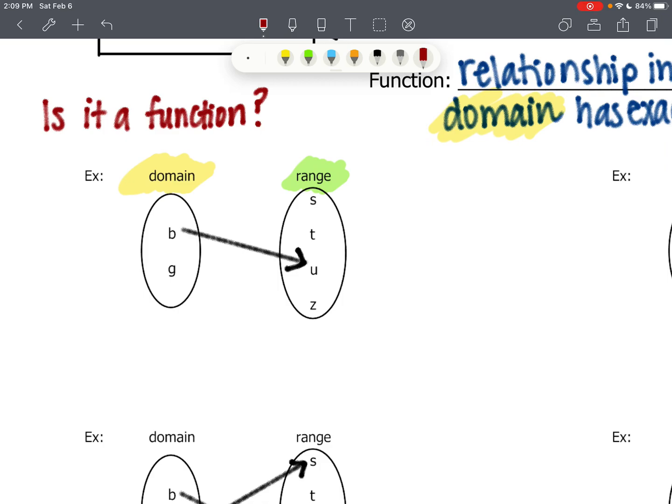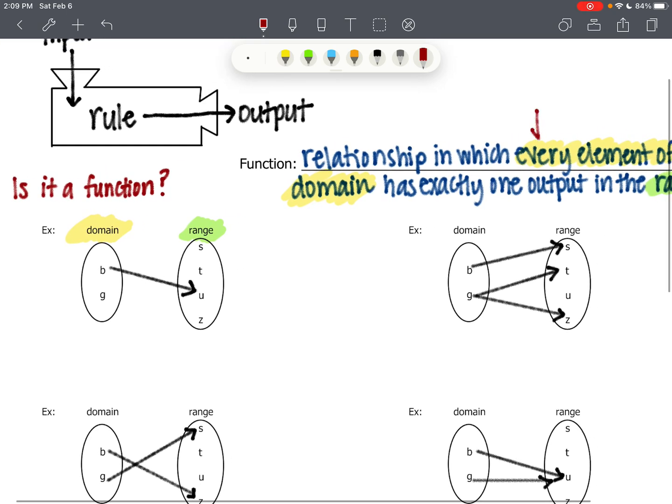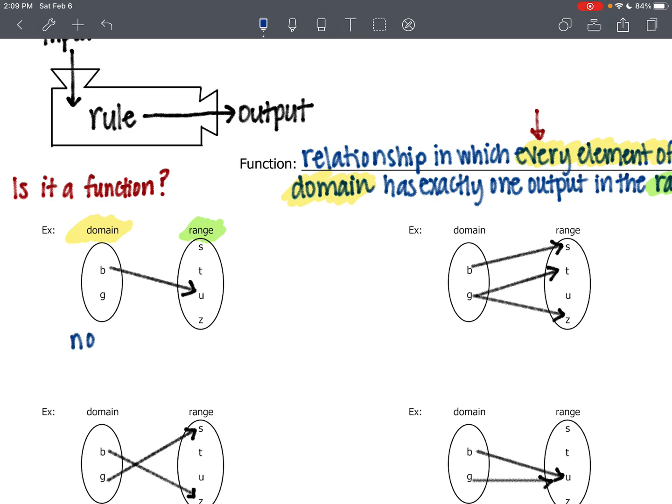However, G is also in the domain. It's an element in the domain, and it's not being used, and every element has to be used. So therefore, this example right here is an example of not being a function. So this is not a function. And the reason is every element in the domain needs to be used. So we'll just say every element in domain. And it has to be used only one time.